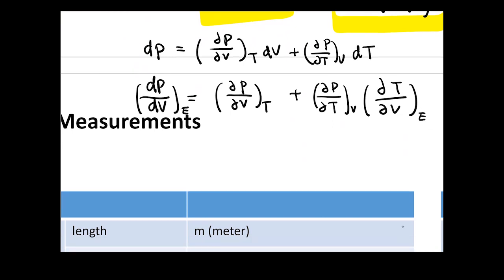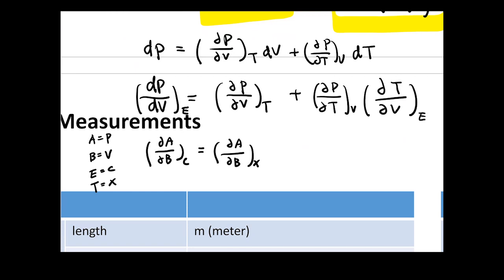If right now we say that A is P, B is your V, C is your constant, and X is your T, then on the left-hand side it will be partial A, partial B, and constant C. It's going to equal partial A, partial B, and constant X plus partial A, partial X, and constant B, partial X, partial B, and constant C. Okay, that's how we actually get the third equation.